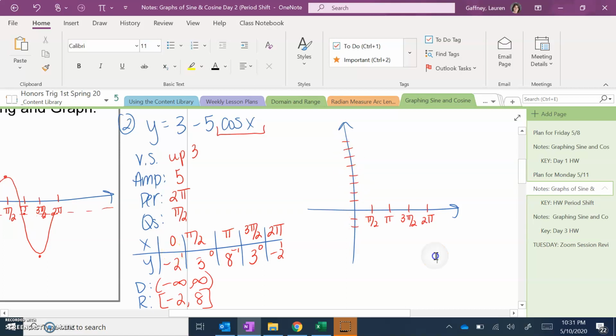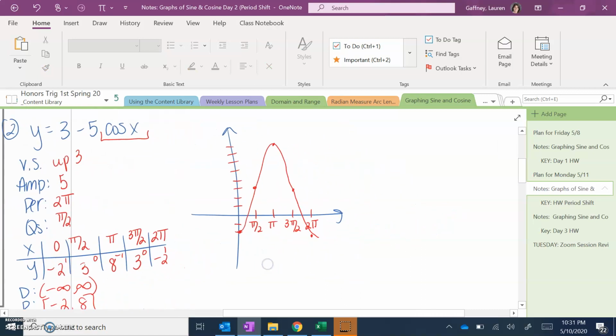Okay, so at 0, we're at -2. At pi over 2, we're at 3. Up at pi, we're at 8, then 3, and then back at -2. Once again, it's a smooth curve like that. What you notice here is your normal sine graph looks kind of like this, and your normal cosine graph looks kind of like this.